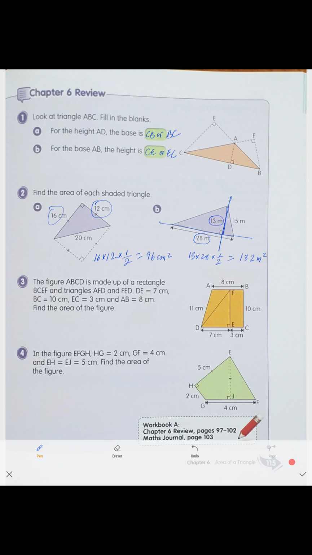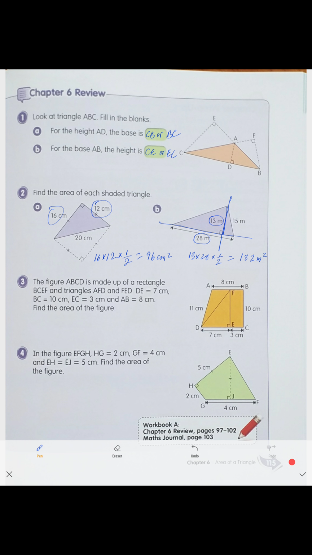Problem number 3. All right. The figure ABCD is made up of a rectangle BCF, triangle AFD, that's this triangle, right? And triangle FED, this triangle, FED. Okay, again, one rectangle, one triangle, one triangle. All right, clear. And they give us different sides, right?